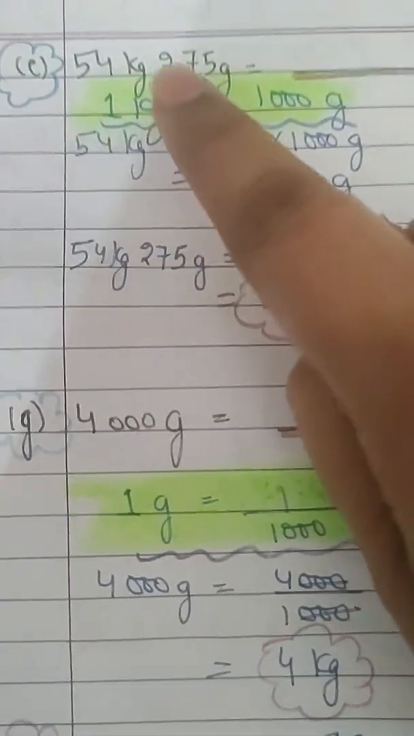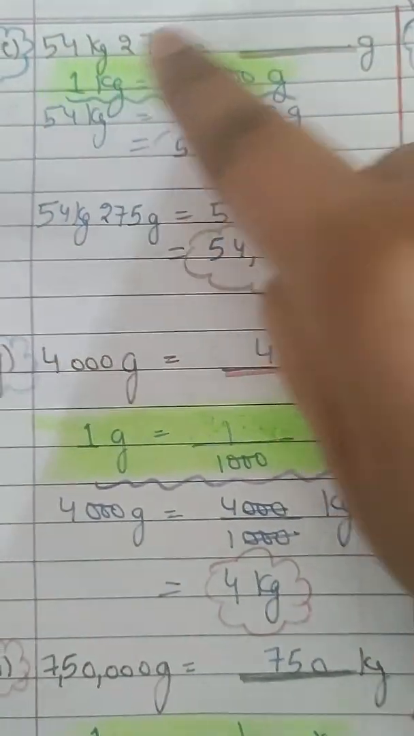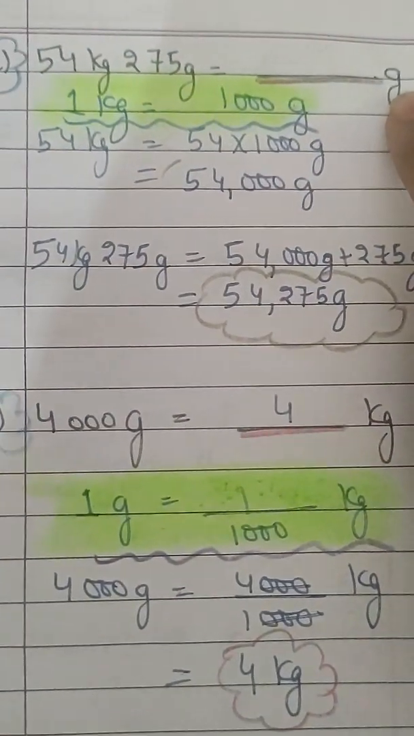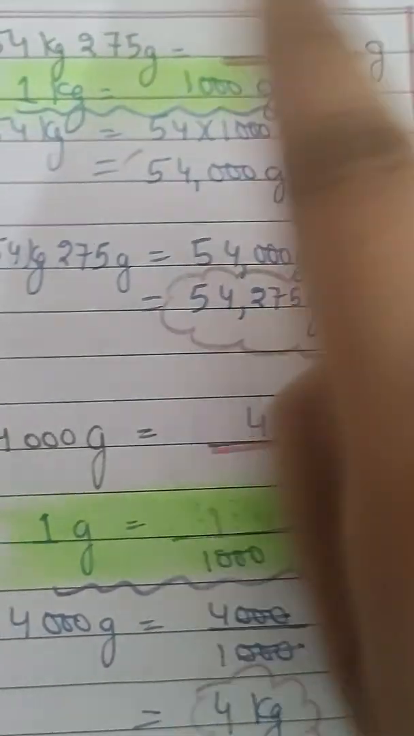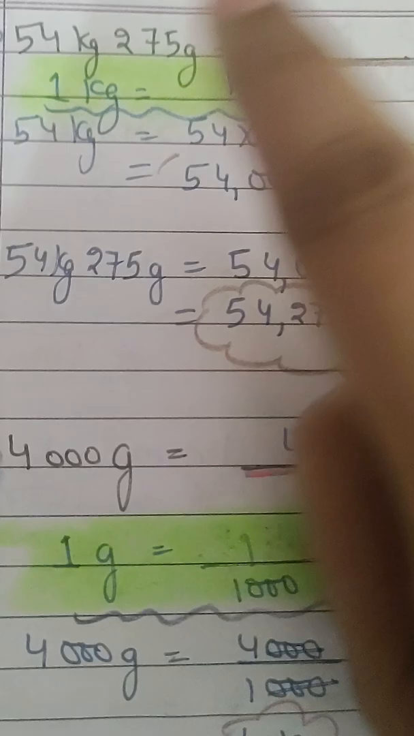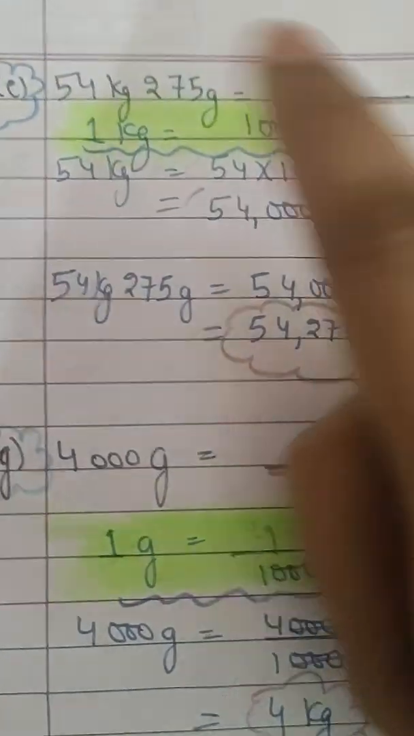Now 54 kg 275 grams. 54 kg 275 grams, you have to change it into grams. 1 kg again, kg to grams we are going. So 1 kg is equal to 1000 grams.